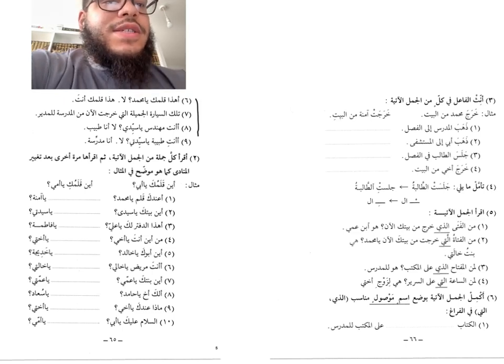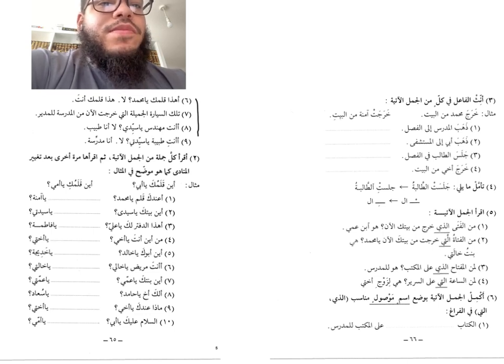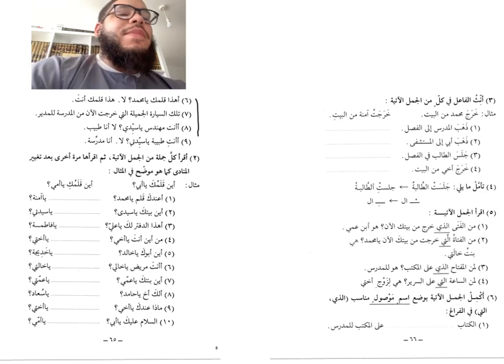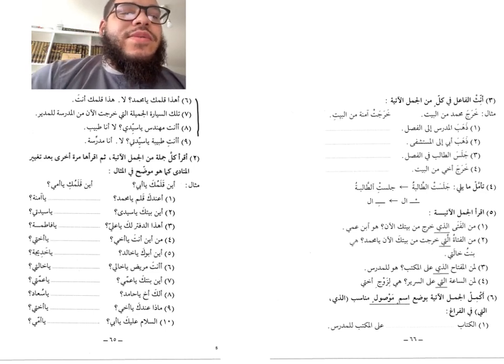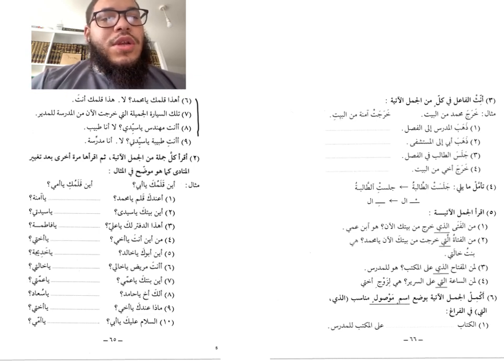As for here, exercise number 2. اقرأ كل جملة من الجمل الآتية ثم اقرأها مرة أخرى بعد تغيير المنادى كما هو موضح في المثال. So it mentions here, read every sentence from the following sentences and then read them again after changing the thing that you are calling as has been made clear in the example. So al-mithal hun is this. This is the example. أين قلمك يا أبي؟ Where's your pen, oh my father?